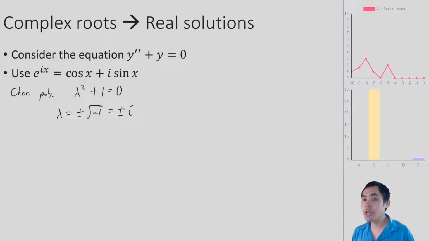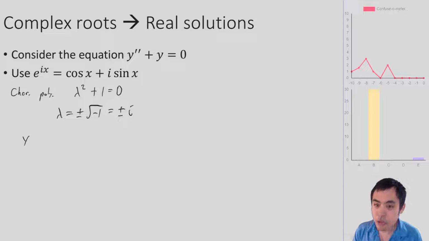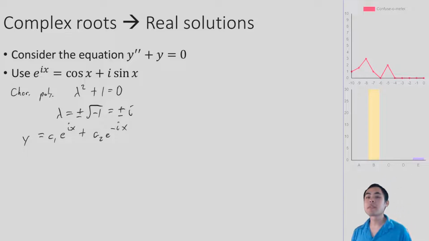Now we have two different eigenvalues, two different roots, and so we therefore know that a general solution is y is equal to c1 e to the ix plus c2 e to the minus ix. Now there's a bit of an issue here though, right? Which is that we started with a real differential equation, and ideally we want a real solution. But this formula for y, this is not real. So how do we get a real solution instead of this complex solution?